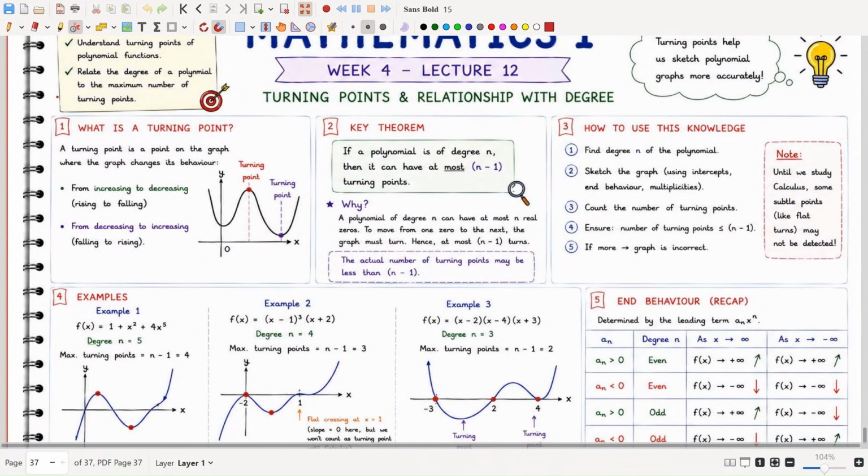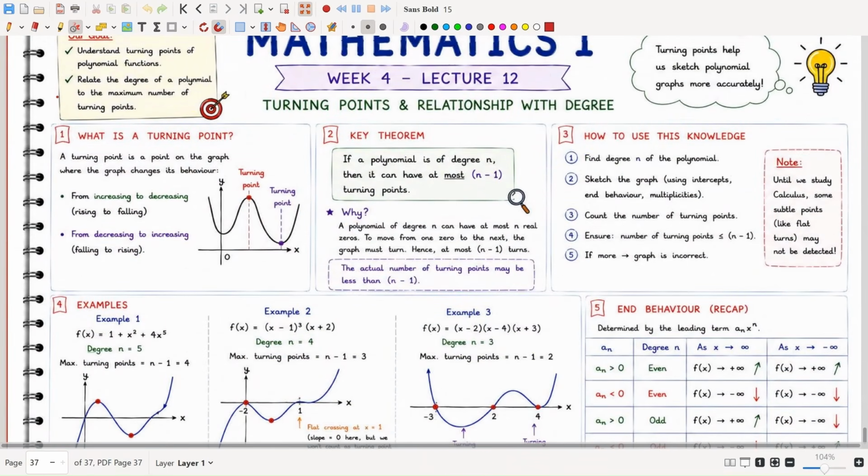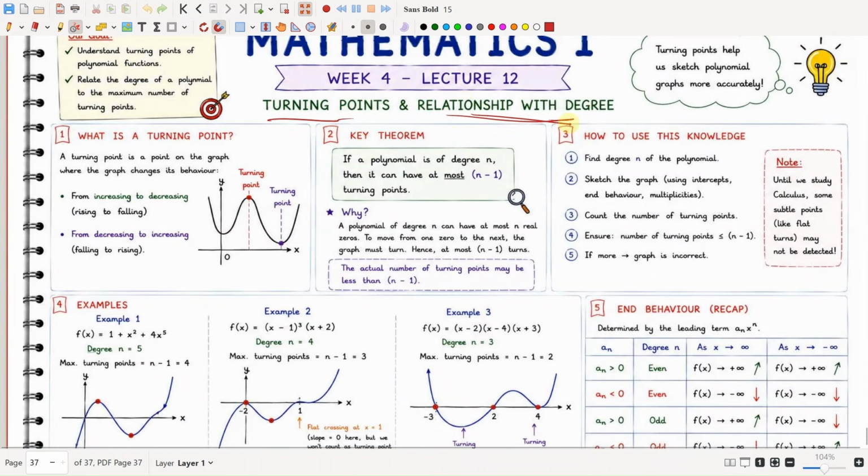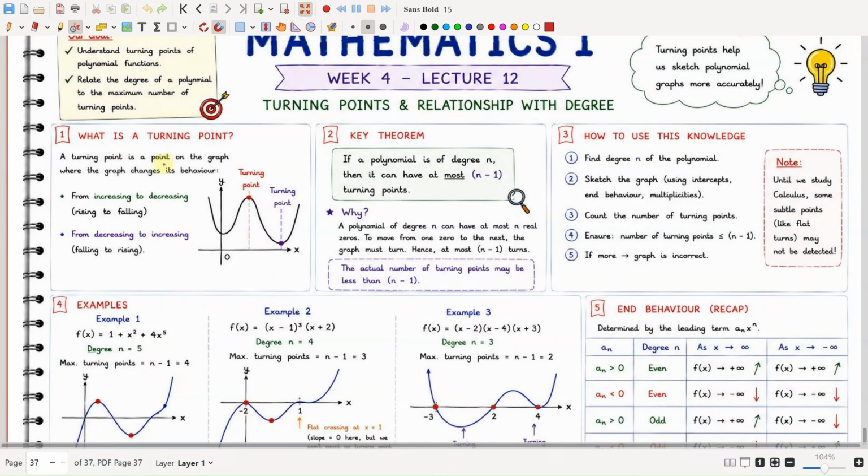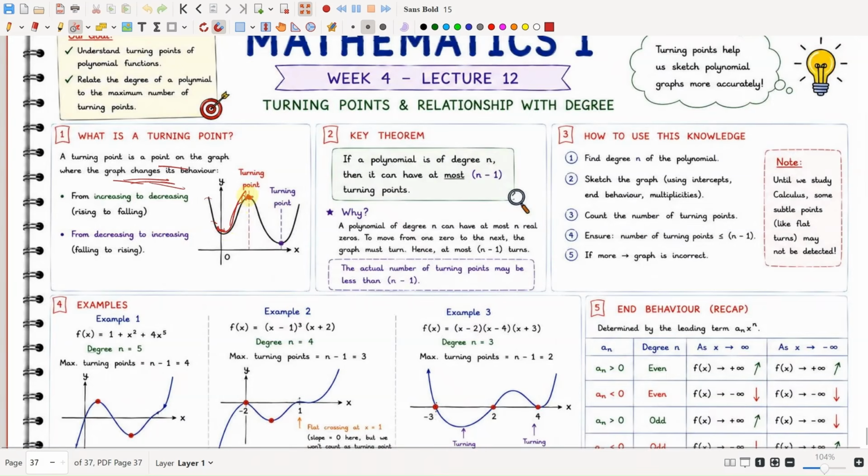So with this, we are coming to the last lecture, which is turning points and relationship with degree. What is a turning point? A turning point is a point on the graph where the graph changes its behavior. So this is what we call a turning point. From this point, it was increasing. Then from this turning point, it becomes decreasing, right? So from increasing to decreasing and from decreasing to increasing is what we call turning points.